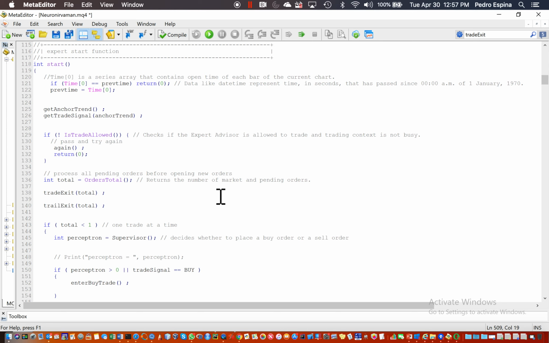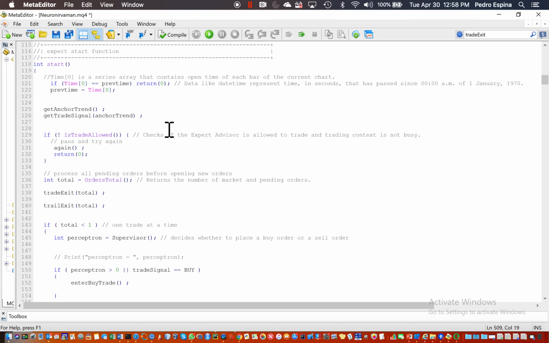So now we're going to take a look at the code. This is the start function. It sort of functions like a main function in other programming languages. And so everything is pretty much the same. The only difference is now we have this get anchor trend and get trade signal, which I borrowed from the simple and profitable trading strategy. The get anchor trend looks at the conditions on the H1 time frame, and if they're favorable, then we can get a trade signal if the conditions are also favorable on the M5 chart.